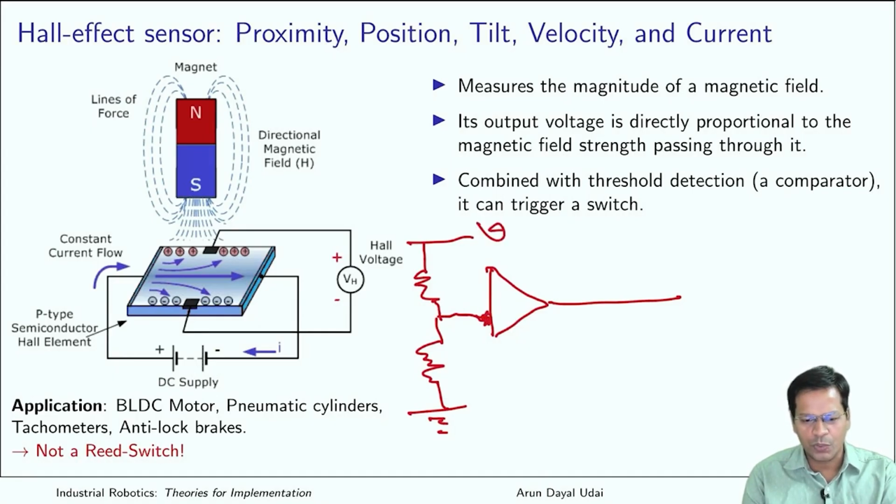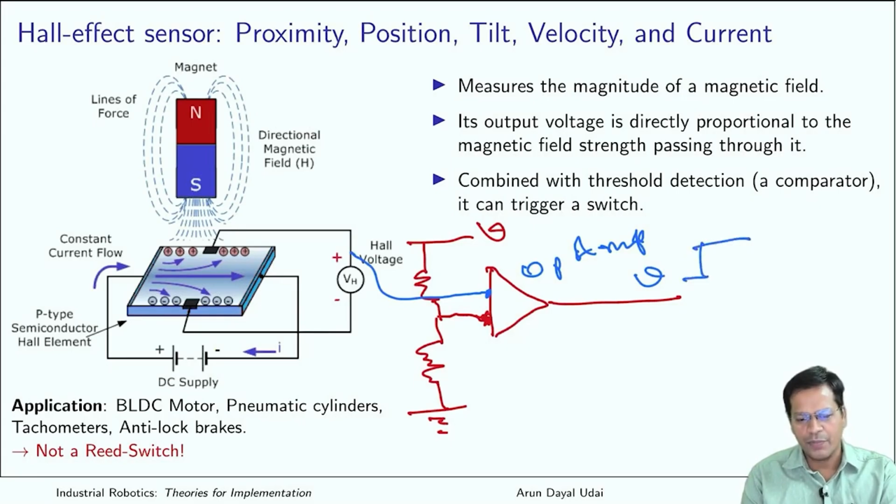So here goes your input voltage. You can compare it with this, and as soon as it crosses some threshold level, this is an operational amplifier, I tell you. Okay, so yes, this output will be high if it goes above this level. If it is below that, it will give you a zero signal.